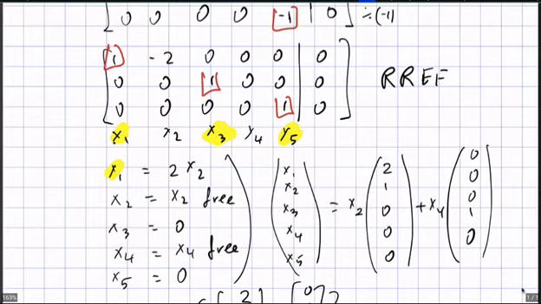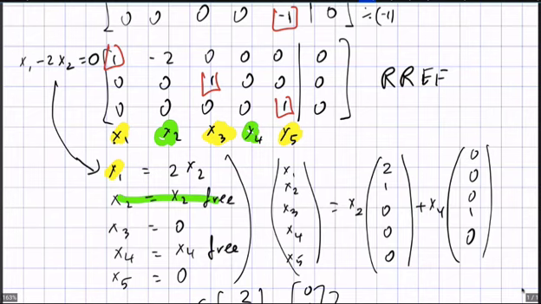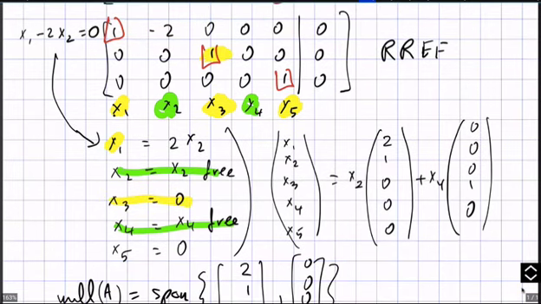So the first row stands for x1 minus 2x2 equals 0. We get that x1 is 2x2. x2 is a free variable. It doesn't have a pivot. And also x4 is a free variable. It doesn't have a pivot. x3 is easy. It just says x3 is 0. And also x5 is 0.